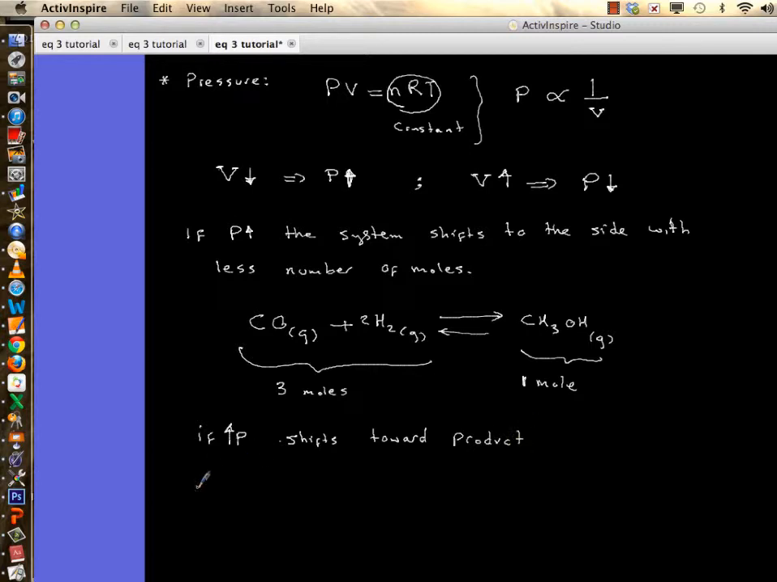Now what happens if volume increases? If the question is saying the volume of the container increases, then go back to your PV equals nRT relationship. Remember that when volume increases, that means pressure decreases. This means the equilibrium simply shifts toward reactants.